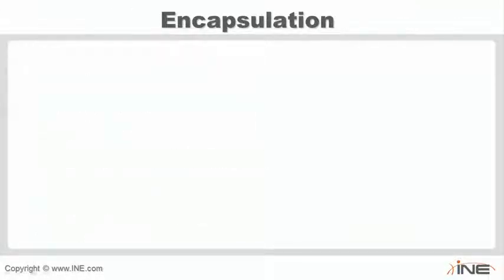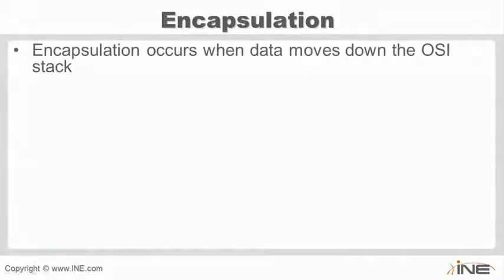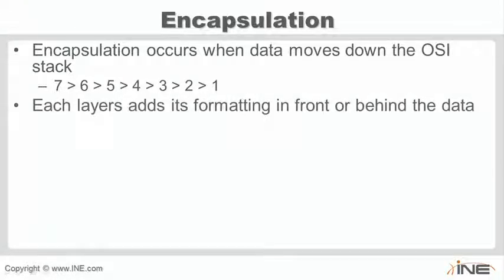Now again, the encapsulation process. This is what's going to happen when the traffic is moving from the top down. So when we start at layer 7 and we start to move towards layer 1. Now each way along the path, as we move from 7 to 6, 6 to 5, and so on, each of the layers is going to add its own formatting, which is part of the encapsulation process.